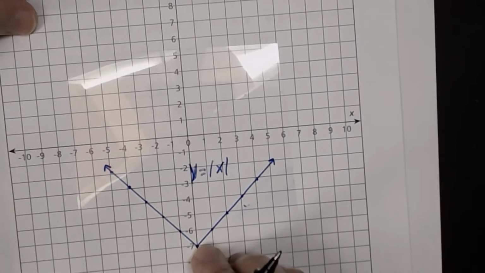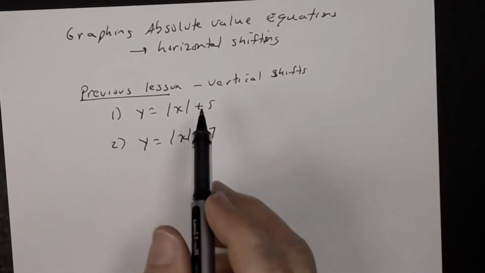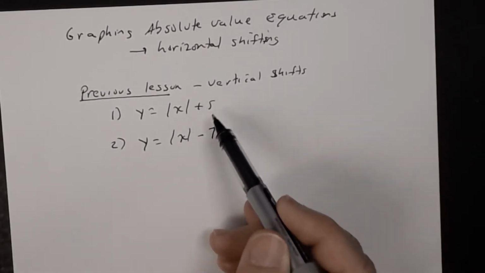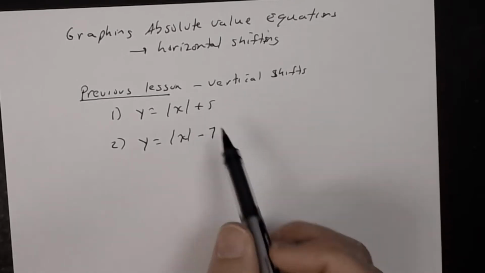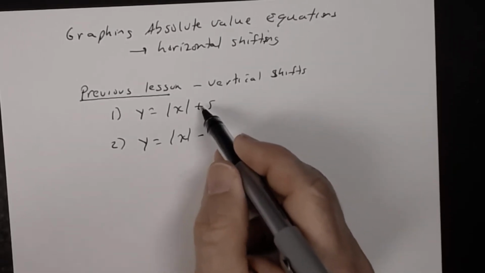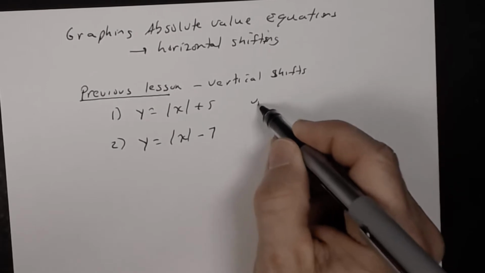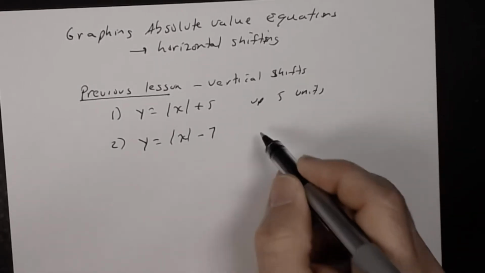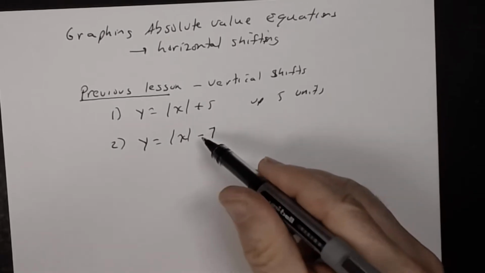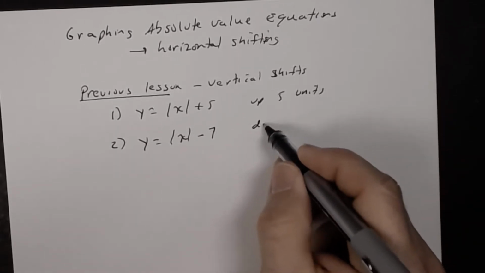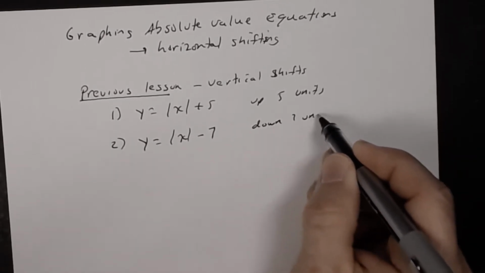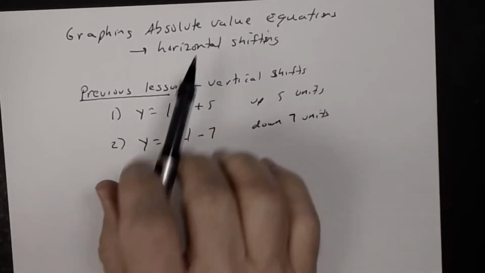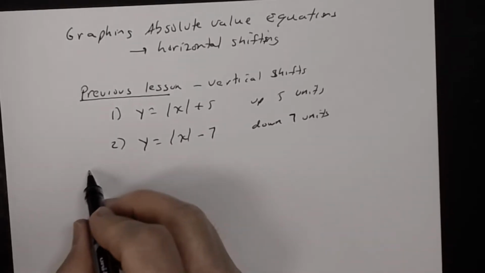What we want to do now, though, is this. I know that a vertical shift occurs if I have a number on the outside. So that would be a vertical shift up 5 units. And this would be where I take the graph of the absolute value of x and shift it down 7 units. Okay? But what I'm going to do now is talk about horizontal shifts. So let's talk about the horizontal shifting.